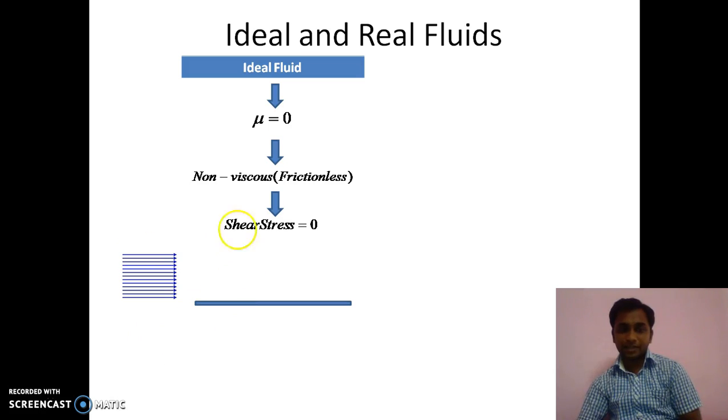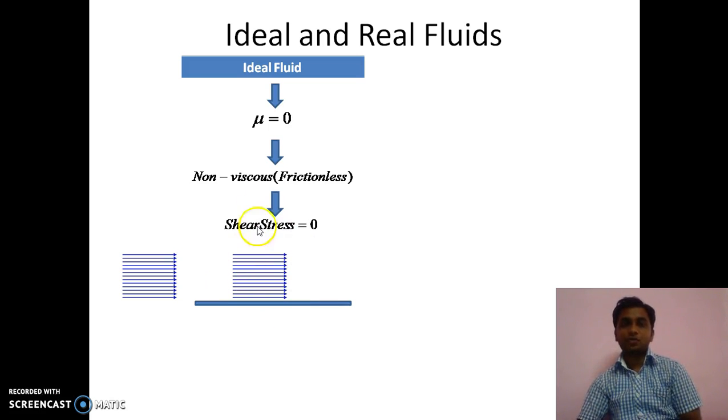The first layer will have 0 velocity, but whatever the rest of the layers you have, they will move with the same velocity with which they are coming in, and hence the velocity profile you will get will be like this. So such types of fluids are known as ideal fluids.